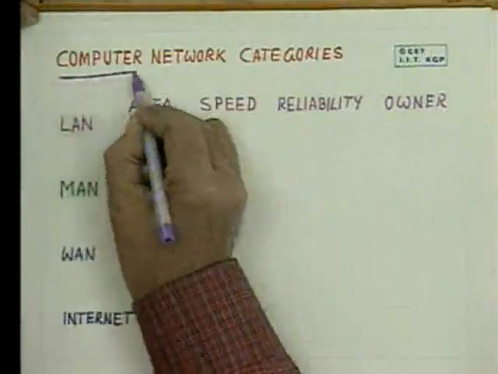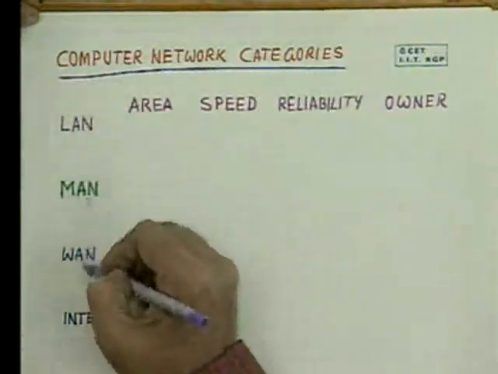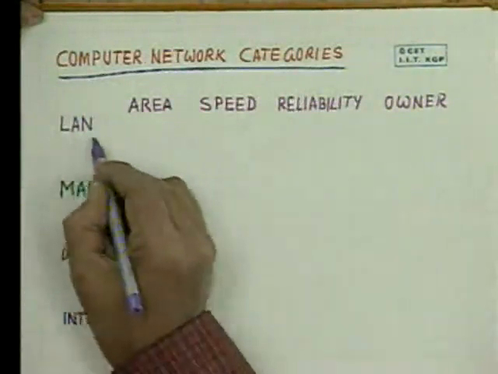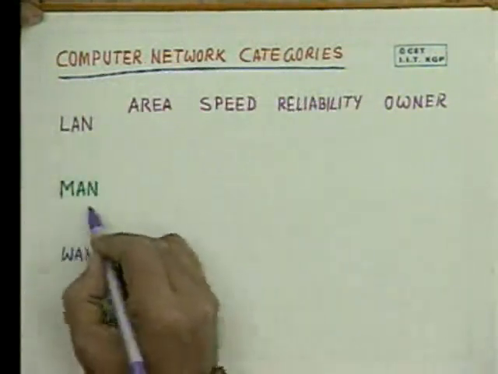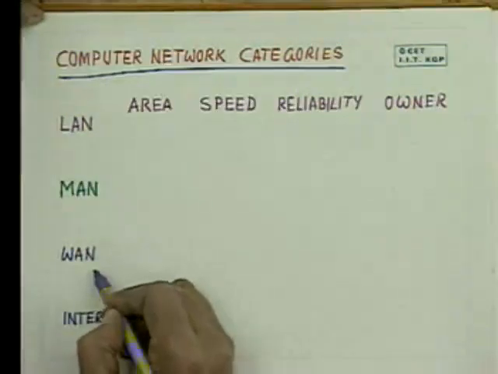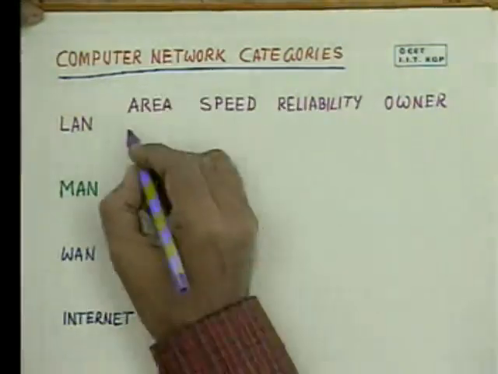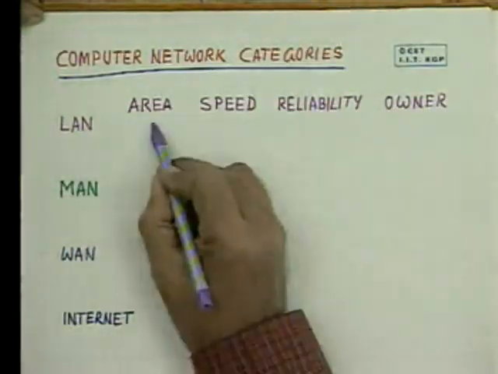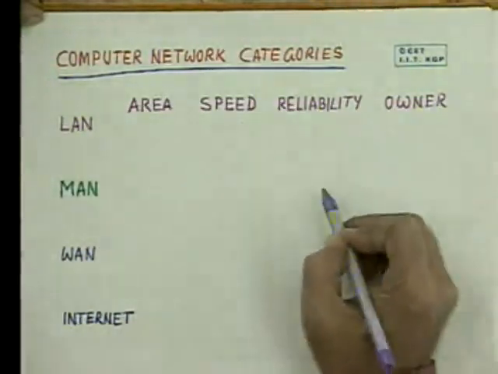Both computer technology and communication technology has evolved. Speed has increased. Size has reduced. Faster and faster computers and communication technologies were developed. And now we can broadly categorize the computer networks into four different types: LAN, local area network, metropolitan area network, wide area network, and internet. LAN based on these parameters: area, speed, reliability, and owner.